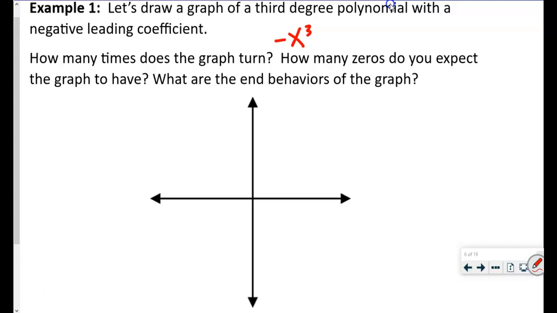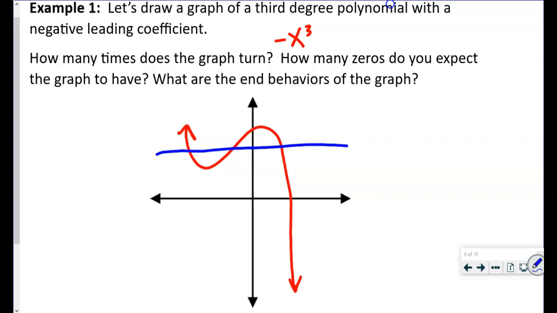And then it said, okay, so if it's a third degree, I'm going to start up here and I'm going to go down there. Now, I did mine a little bit different than probably most of y'all. You guys probably made it cross all 3 times at the x-axis, but you don't have to do that to get a third degree negative leading coefficient.